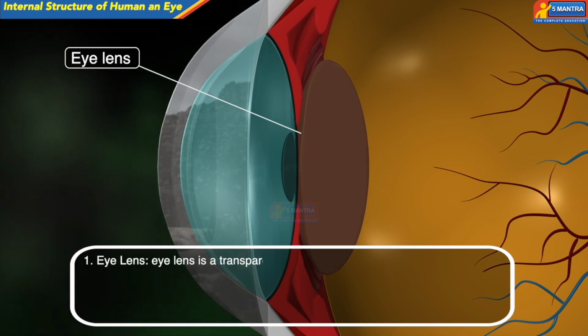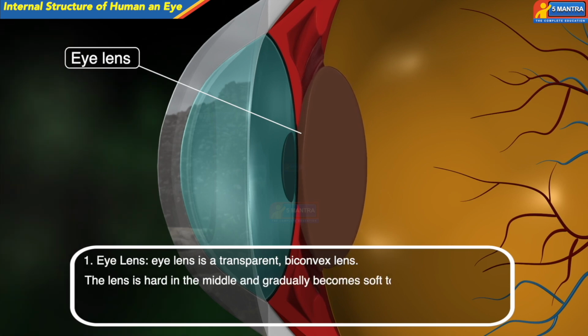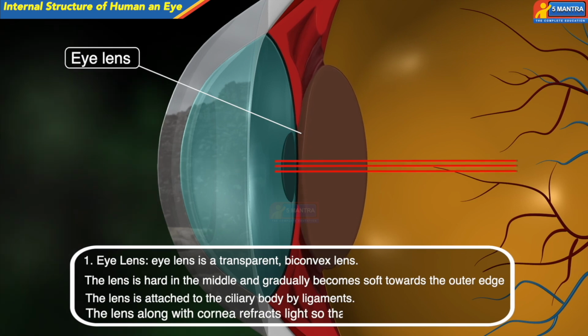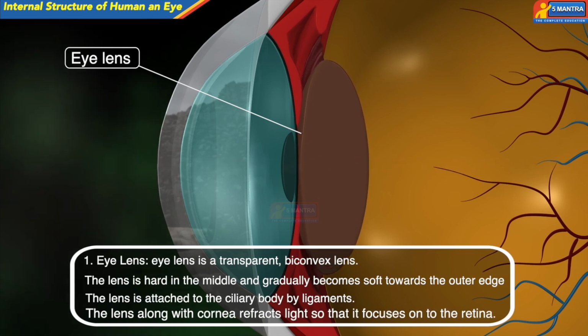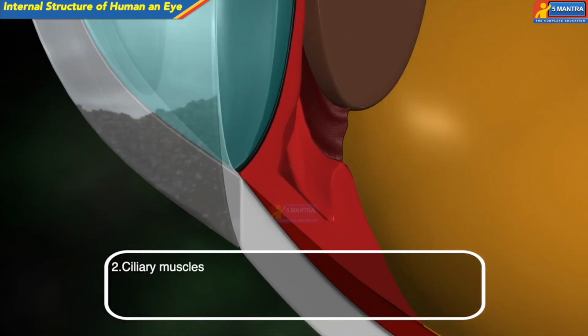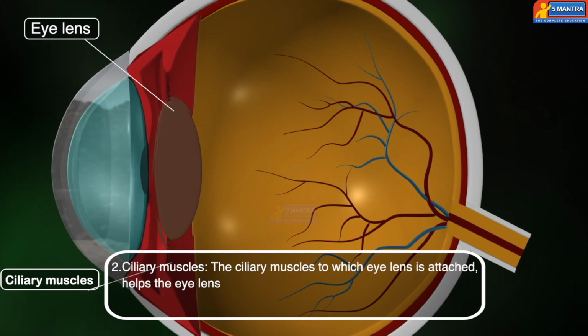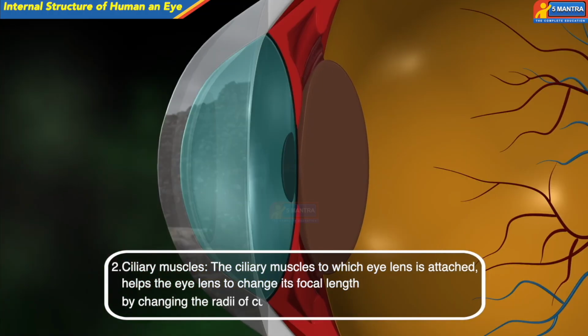Eye lens. The eye lens is a transparent biconvex lens. The lens is hard in the middle and gradually becomes soft towards the outer edge. The lens is attached to the ciliary body by ligaments. The lens along with the cornea refracts light so that it focuses onto the retina. 2. Ciliary muscles. The ciliary muscles to which the eye lens is attached help the eye lens to change its focal length by changing the radii of curvature of the eye lens.